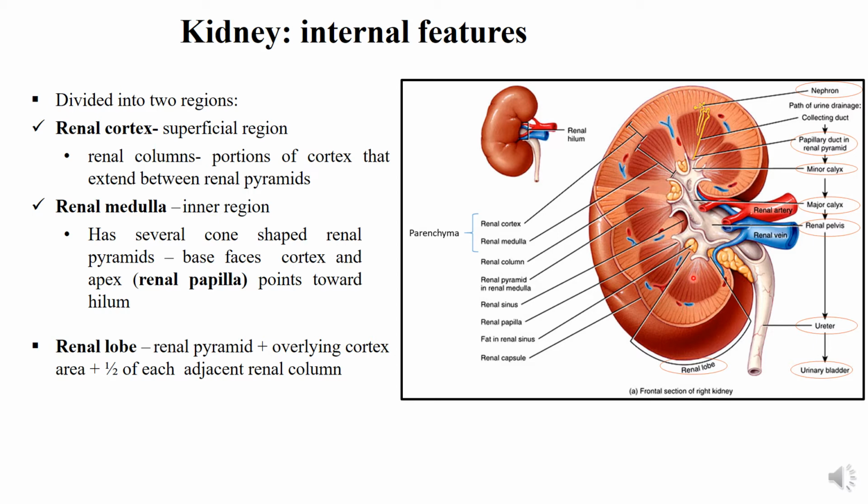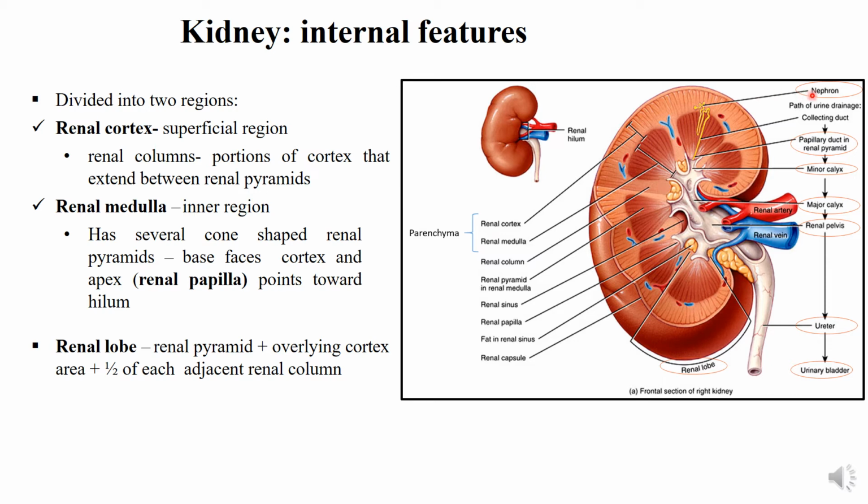One more thing that I want you to know here is the renal lobe. The renal lobe consists of the renal pyramid, the cortex area on top of this pyramid, and the adjacent renal column. For each renal lobe, we take half of the renal column from each side. So you have the renal pyramid, the overlying cortex, and half of the adjacent renal column, and this is called the renal lobe.